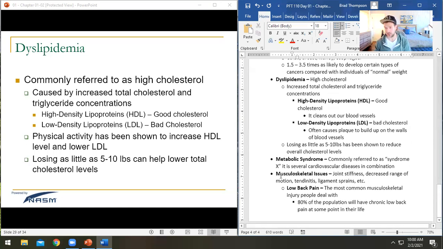Dyslipidemia, aka high cholesterol, right? Increased total cholesterol and increased triglyceride concentration. So we do know that this is why high cholesterol is associated with diabetes a lot of times, right? It's like, wait, weren't we talking about sugars with diabetes? Why are sugars affecting our cholesterols?